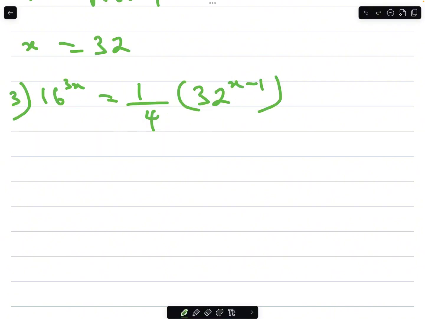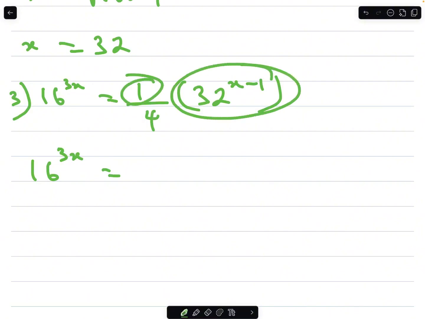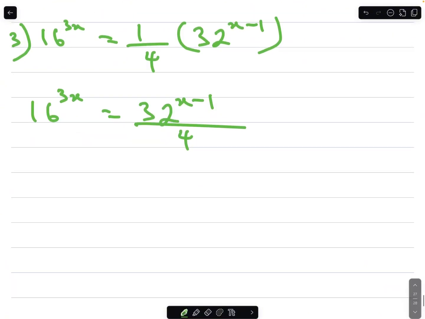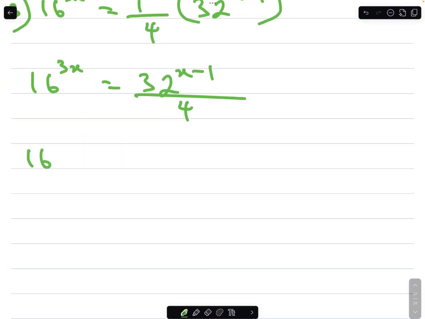Exactly. First of all, you can do it this way. Let's write it this way first. This is the same as saying 16 raised to the power 3x times 1 is going to be 32 raised to the power x minus 1 over 4, so that you don't get confused. Do you understand? Yes. You can go that way. Is that clear? Yes.